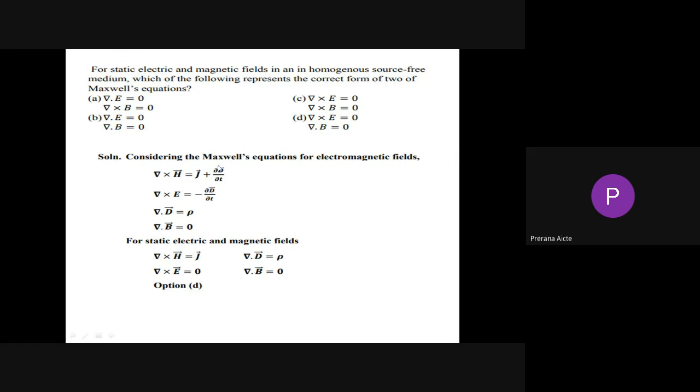Okay. Next, del cross E is equal to minus dou D by dou T. For static, this term is equal to 0, so del cross H is equal to J, and del cross E is equal to 0, and del dot D is equal to rho, and del dot B is equal to 0. Therefore, this equation and this equation is this one, D. Del cross E is equal to 0, and del dot B is equal to 0.